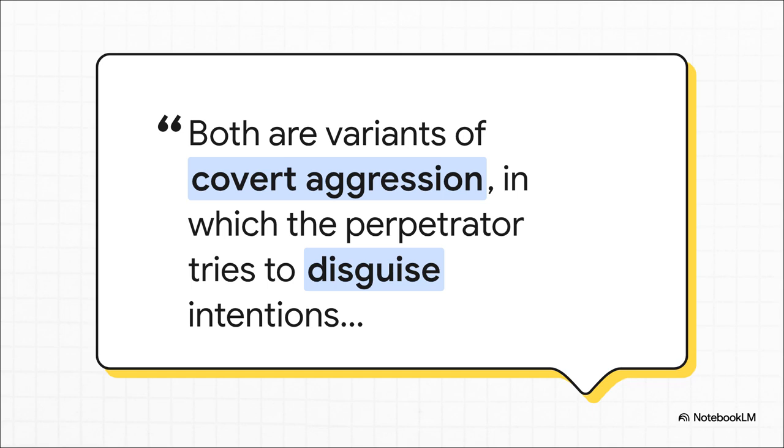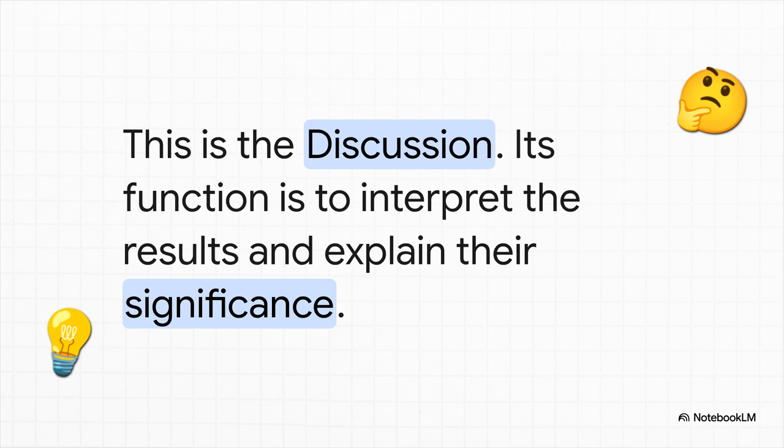It tells us that both of these behaviors are types of covert aggression, which means the person being aggressive is trying to hide what they're doing. This is where we start to understand the meaning behind the results. And that brings us to the discussion part. The function here is to interpret the results and tell us why they matter. So by explaining this idea of covert aggression, the abstract helps us understand the significance of the findings.